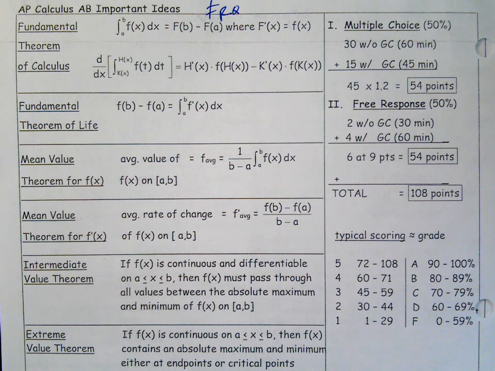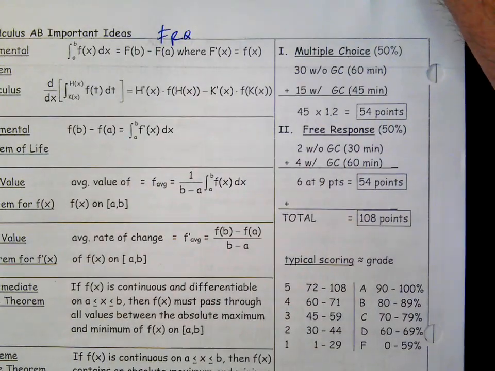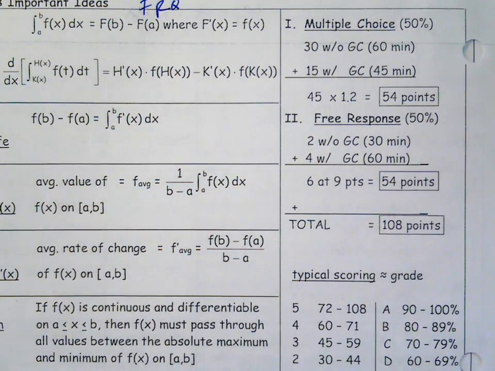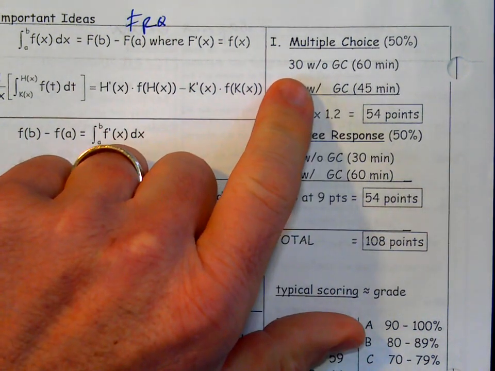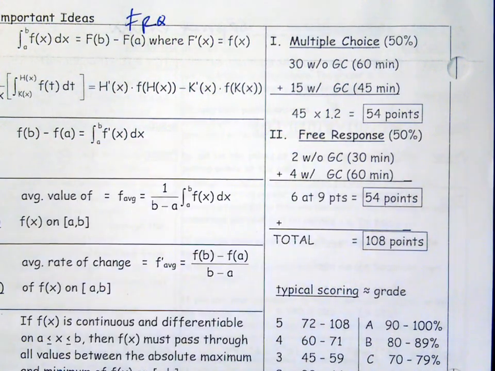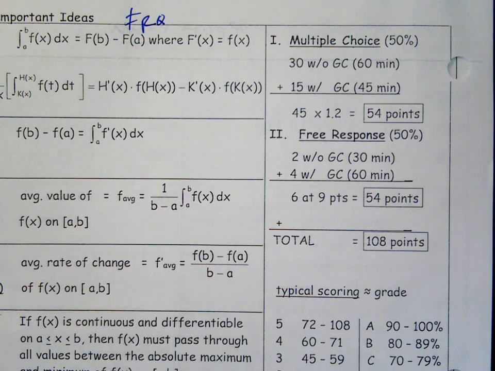Now, the multiple choice is 50% of your exam. So here, we'll zoom in here. And so just so you know what to expect, 50%, there's 30 questions without a graphing calculator, which they give you 60 minutes to do. That's an average of 2 minutes per question. And then you get 15 with a graphing calculator, and those are an average of 3 minutes each.